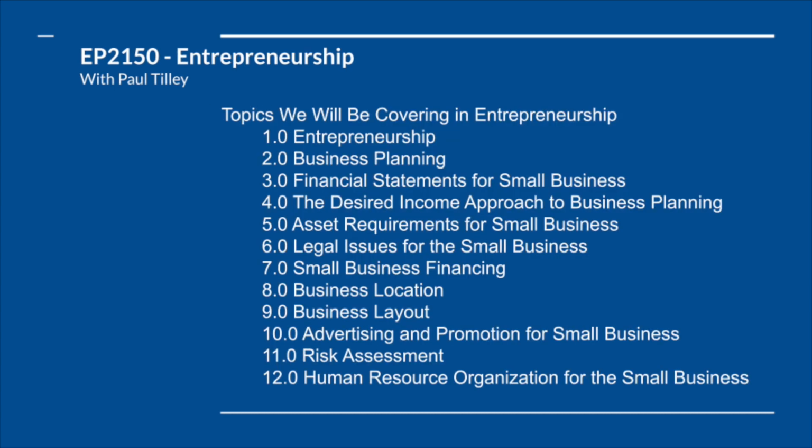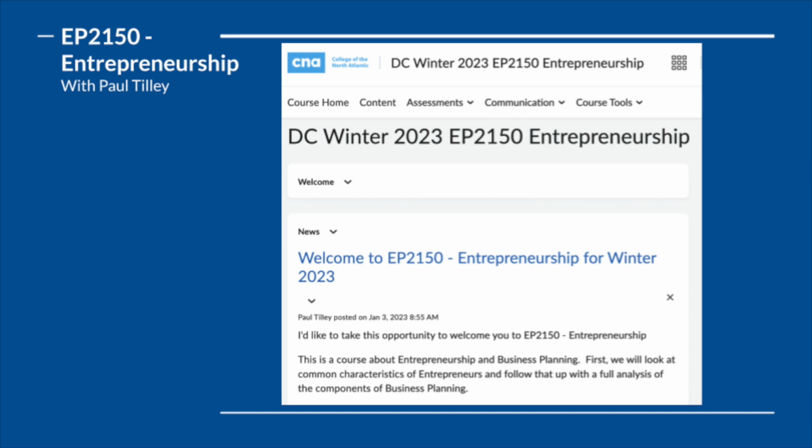There are 12 major topics. However, I've broken it down into 8 major components, so I've scrunched several of them into one. We're dealing with entrepreneurship, business planning, financial statements for small business, desired income approach, asset requirements, legal issues, small business financing, business location, business layout, advertising promotion, risk, and human resource management. Those are key essential ingredients to what the course is all about. The course actually has 8 modules. As I said, I've scrunched it down into 8 modules.